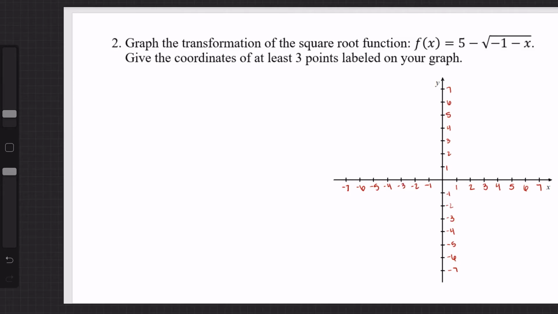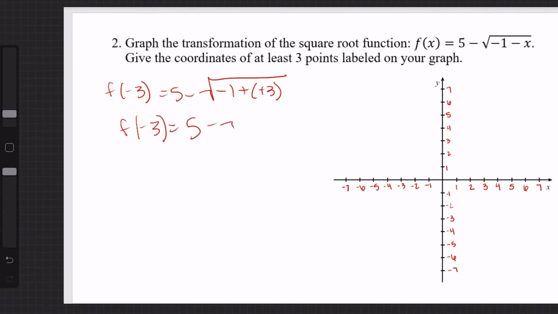Okay, now we're going to substitute the x for -3. So it's going to be f(-3) = 5 - √(-1 - (-3)), or -1 plus 3. So then that's going to be f(-3) = 5 - √2. And that is the final answer, 5 - √2.